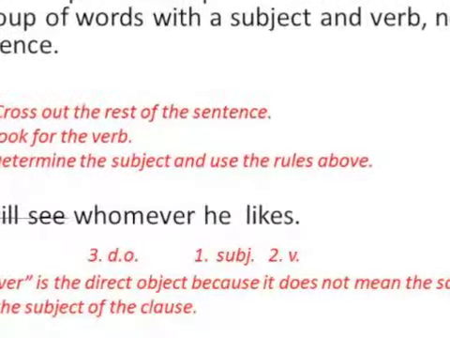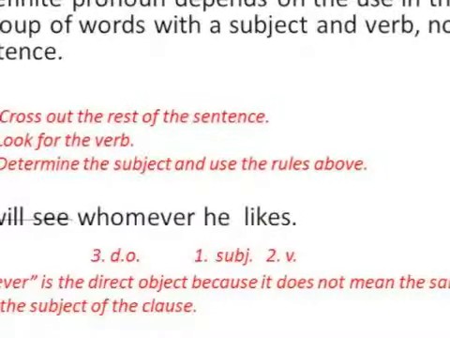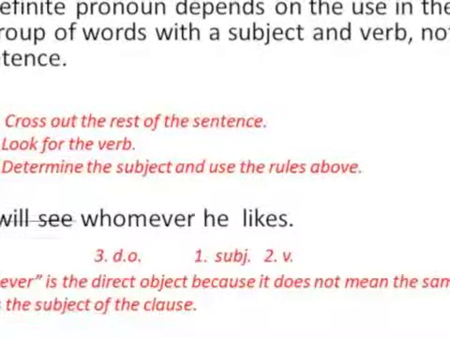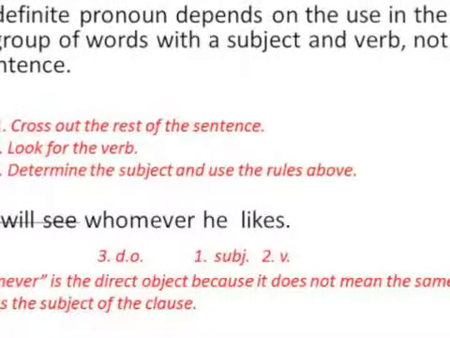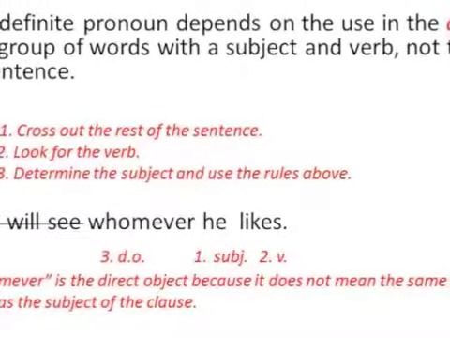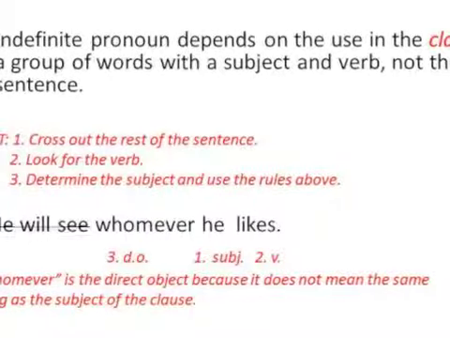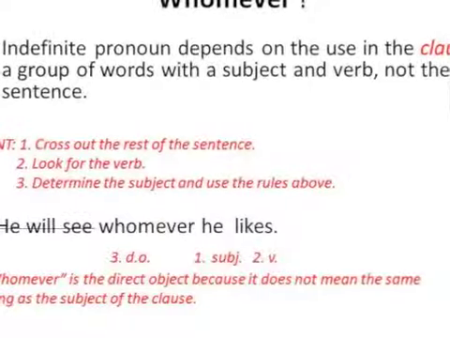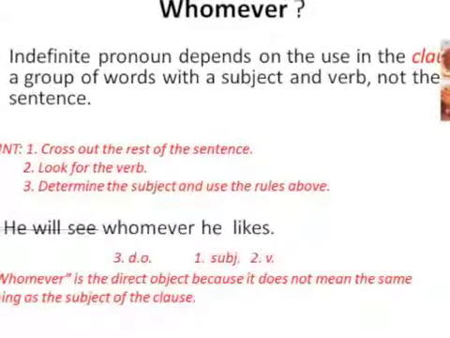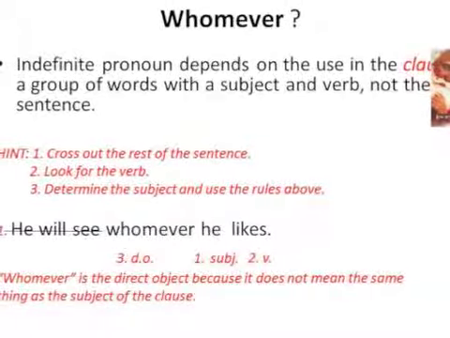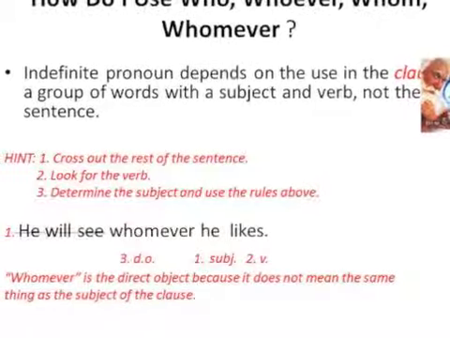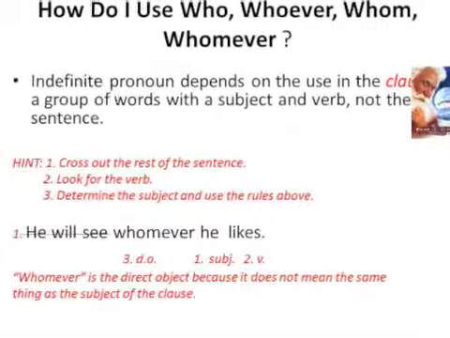Start with the relative pronoun, the indefinite pronoun, whomever, and determine the verb. The verb in the clause is likes. Ask yourself, who likes? Subject is he. Is he and whomever the same? The answer is no. So whomever is a direct object.